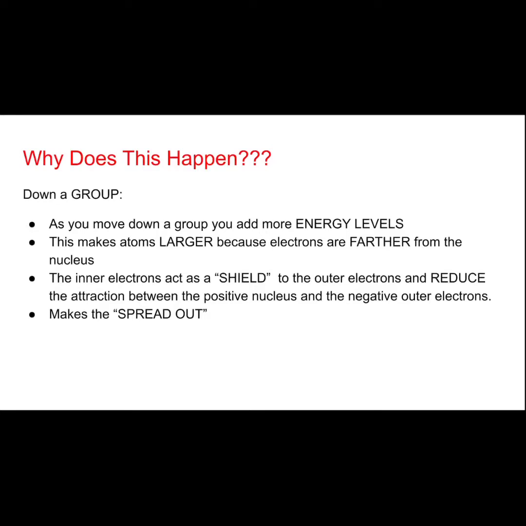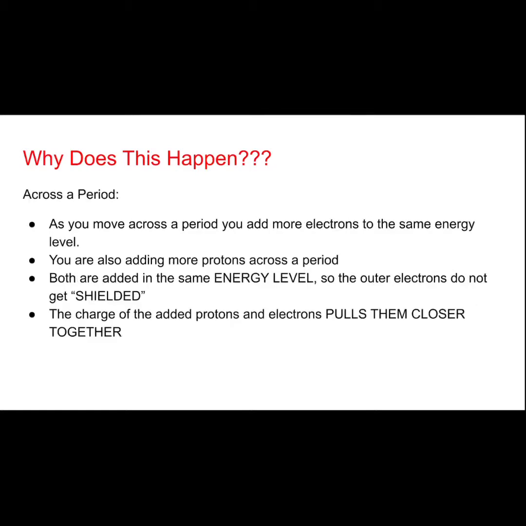As you move down a group, you add more energy levels, which is making an atom bigger. Electrons are going to start to be farther away from the nucleus. The inner electrons act as a shield to those outer electrons, and they can reduce the attraction between the positively charged nucleus from the protons and the negative electrons. It basically makes the atom spread out and become bigger.